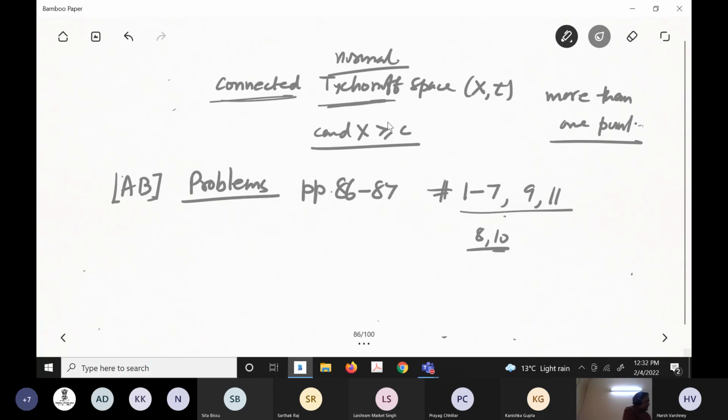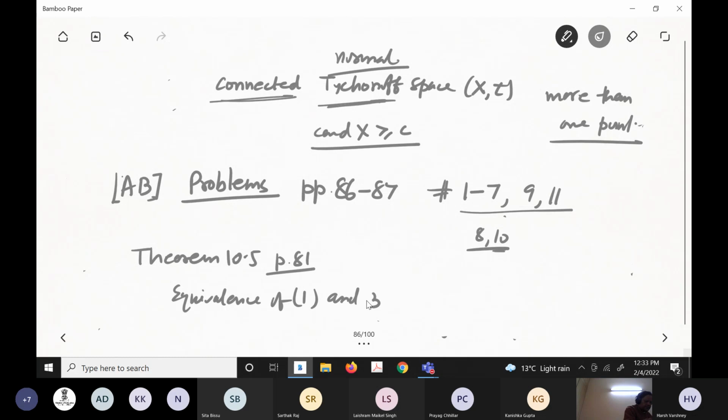Okay, right? Well, yeah, let me tell you that if you are reading from Aliprantis and Border, it is their Theorem 10.5, page 81. Okay. So here, actually, the equivalence of 1 and 3, that two disjoint closed sets can be separated by a continuous function, that is the classical equivalence. That is actually Urysohn's lemma.